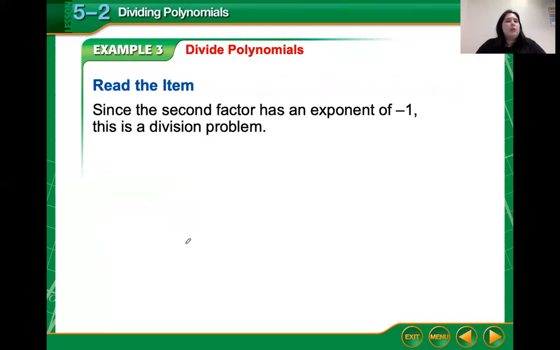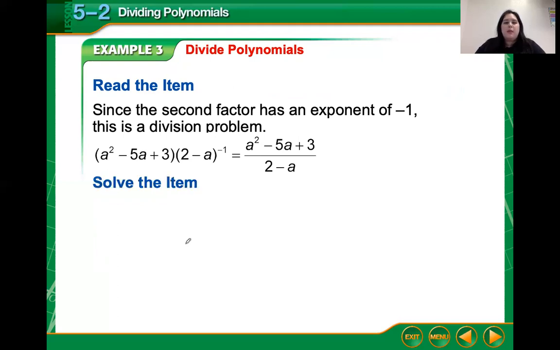So by reading it, we notice that the second multiple has an exponent of negative 1. This is another way to say that we're just dividing by 2 minus a. So when we set this up, one of the things that we want is to have your variable leading. So we're going to rewrite this as negative a plus 2. These are the same thing, but because we're going to be multiplying a's, it's easier to switch it to that format.